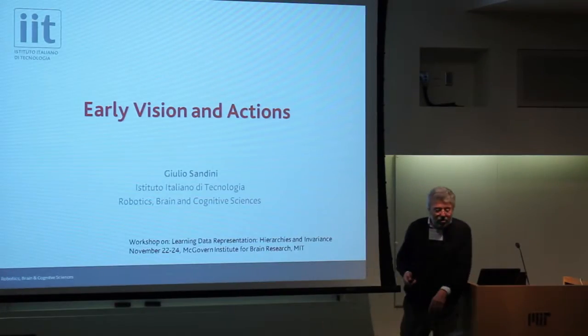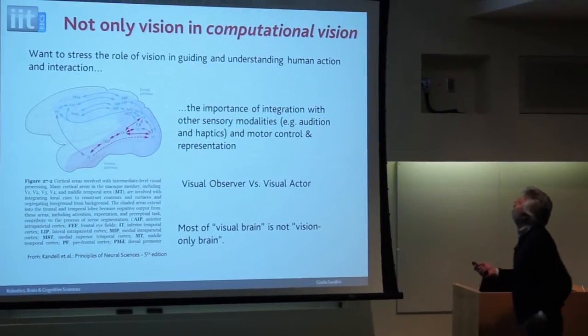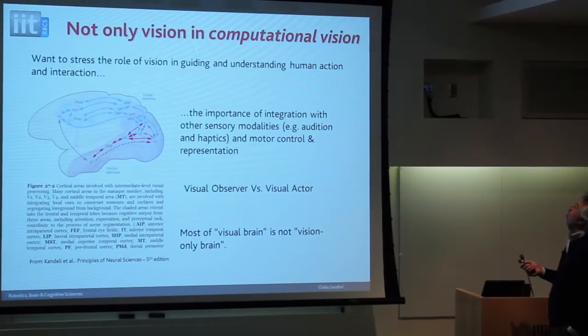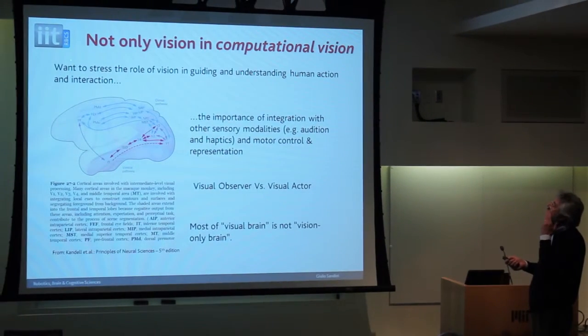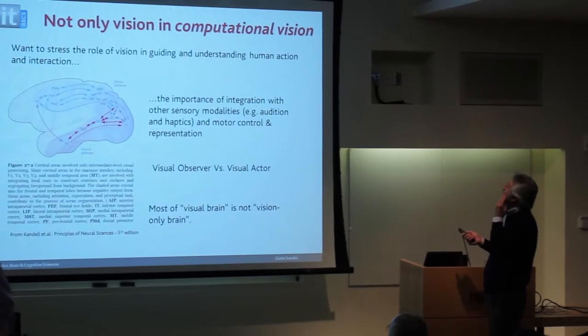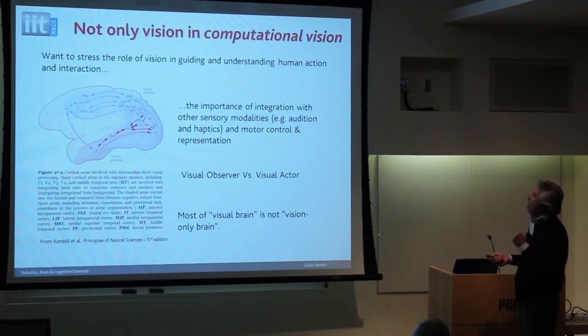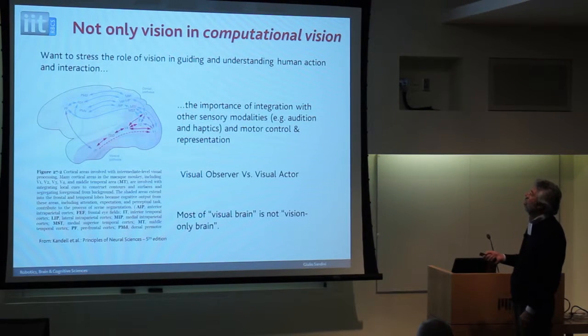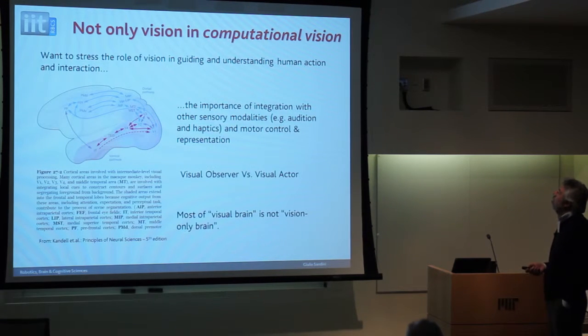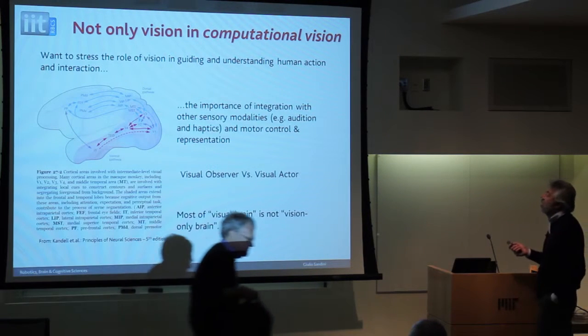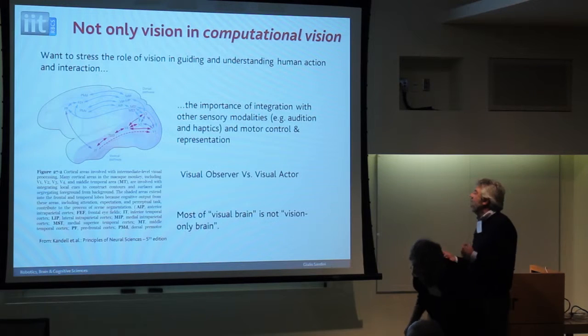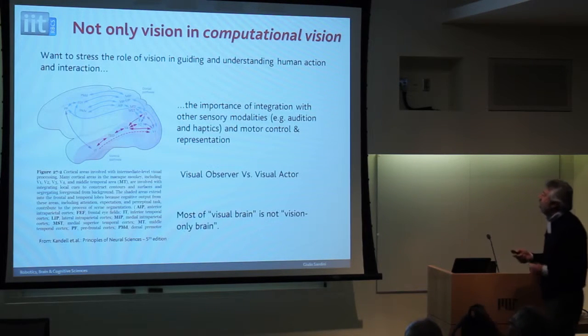Well, one thing I want to stress is the fact that in computational vision, there is not only vision somehow. What I wanted to stress was the role of vision in guiding and understanding human action and interaction. These are more or less the dorsal pathway. What do we need in terms of early processing to support what we know about the processing in the dorsal pathway, the importance of the integration with other sensory modalities? I mean, vision is not there alone, motor control and representation.